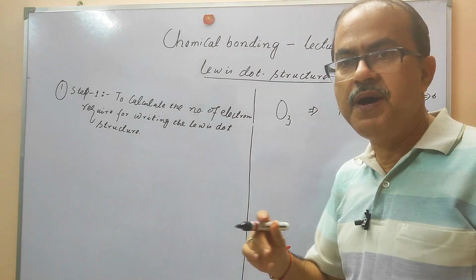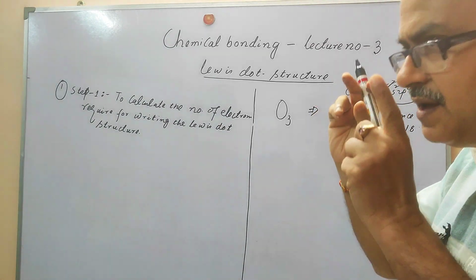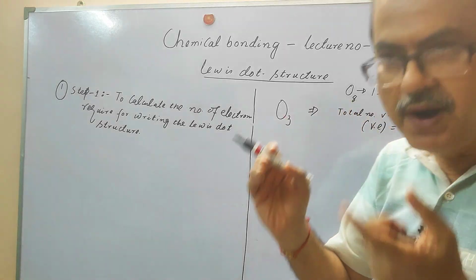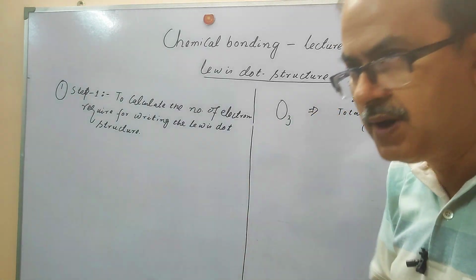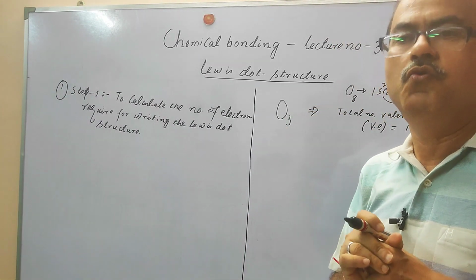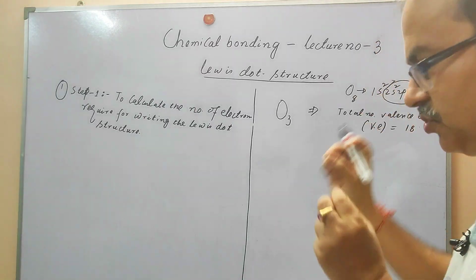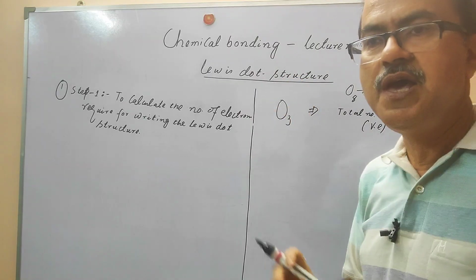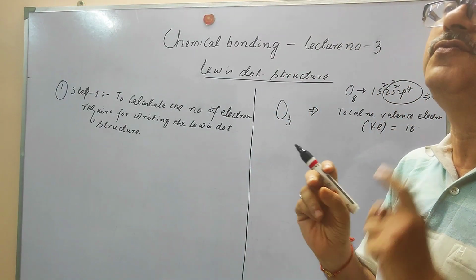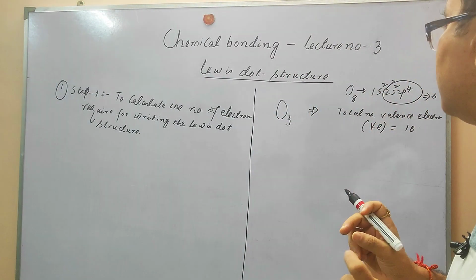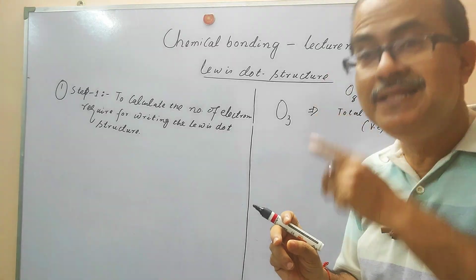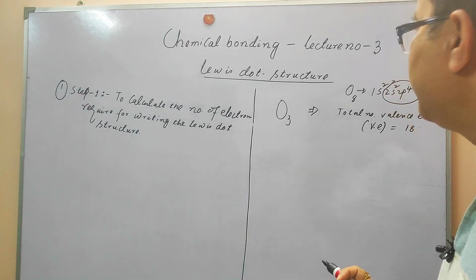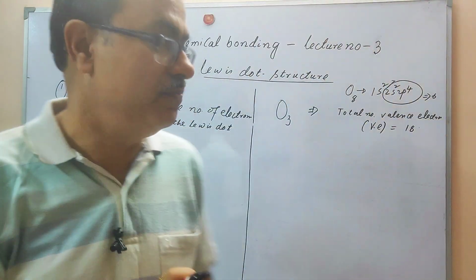The first thing is summing up the available valence electrons of the atoms which are going to be combined, as for example in ozone, where 3 oxygen atoms attach with each other to produce this molecule. To write this Lewis dot structure, first we have to know how many electrons are there in the valence shell, not total electrons. That is the first rule.